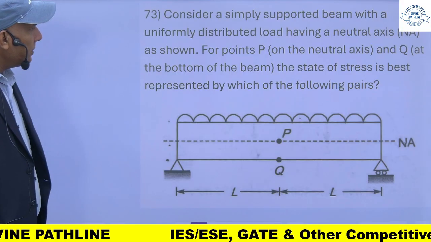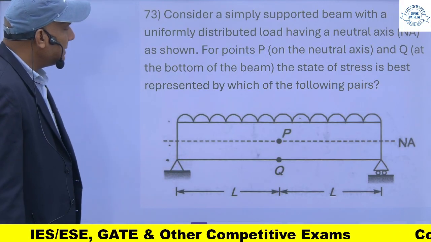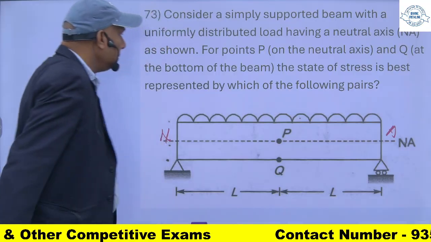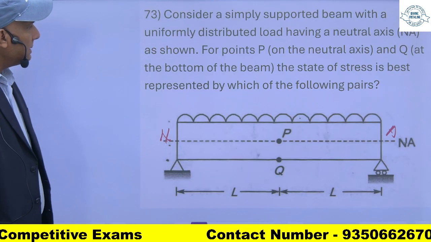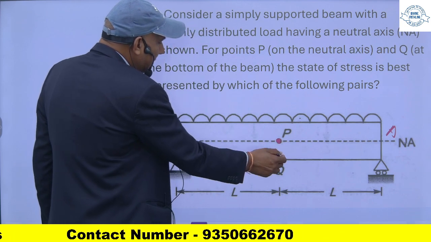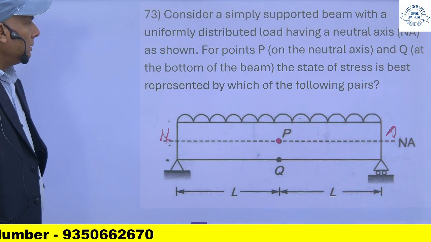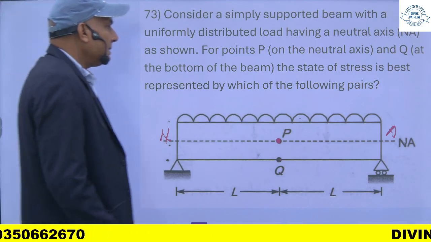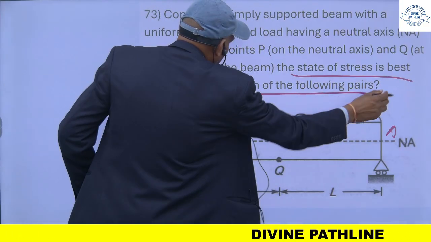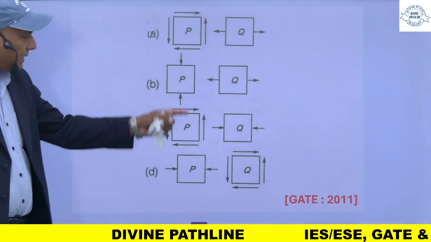Consider a simply supported beam carrying a UDL, having a neutral axis as shown, with two points P and Q. One point is at the neutral axis, and the other is at the bottom fiber. The state of stress is best represented by which of the following pairs?